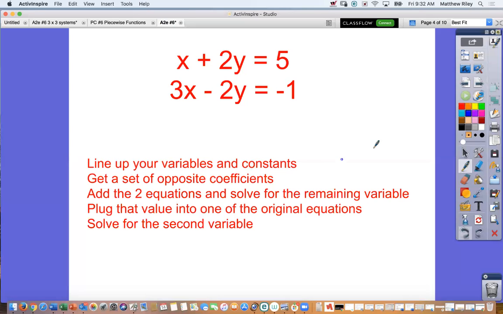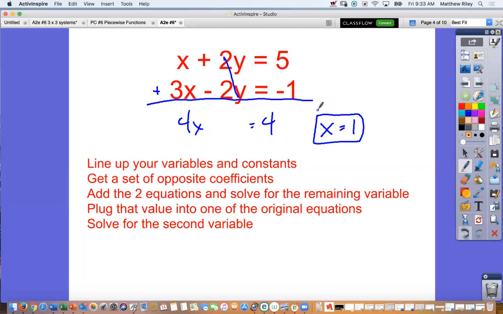So once we have a set of opposite coefficients, again, just to recap, that means make sure your x's and your y's are lined up. I need the coefficients, the number in front of the variable, to be opposites. That means different signs, same number. Once you have opposites, you add the equations. So what happens when you add opposites? They always cancel. So 5 minus 1 is 4, 4x equals 4, solve for that variable, and x is 1.